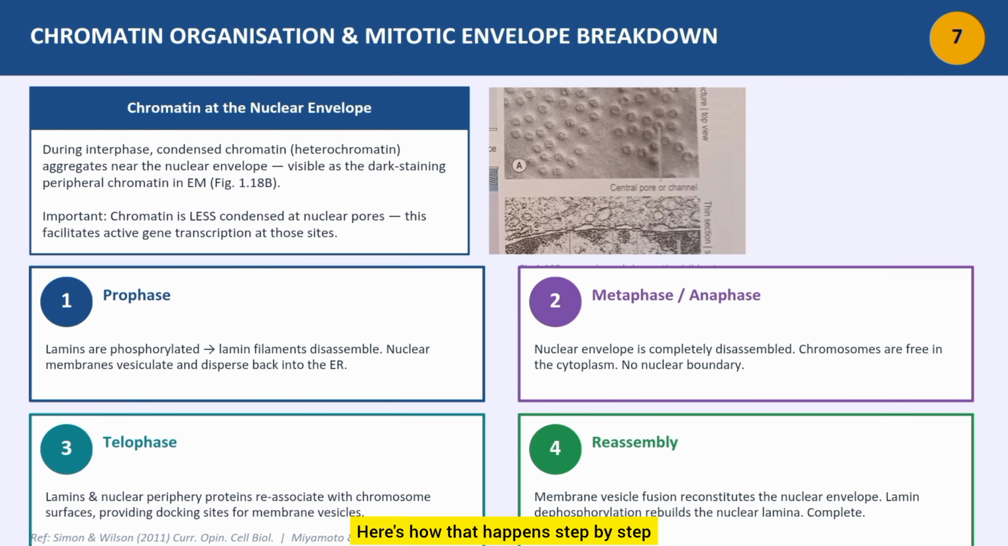Here's how that happens step by step. Step 1. Prophase. The cell signals the beginning of mitosis, and a cascade of kinase activity leads to phosphorylation of the lamin proteins. When lamins are phosphorylated, their filament structure disassembles. Without the lamina scaffold, the nuclear membranes begin to vesiculate. They break up into small membrane vesicles that disperse into and merge with the endoplasmic reticulum. The nuclear envelope ceases to exist as a distinct structure.